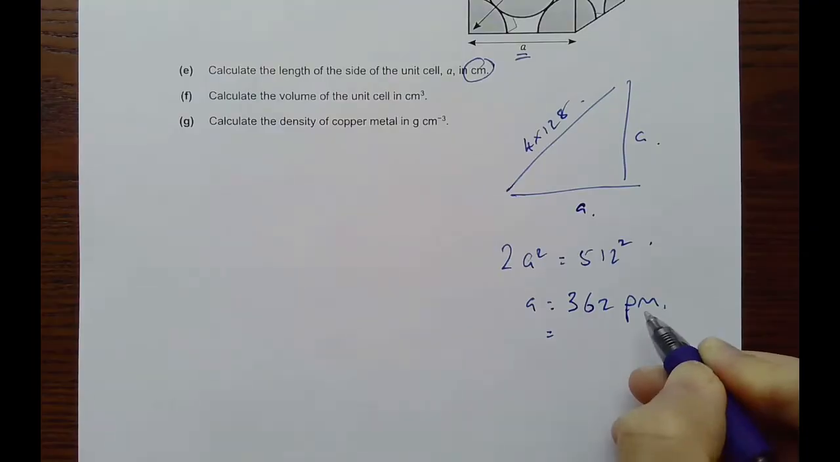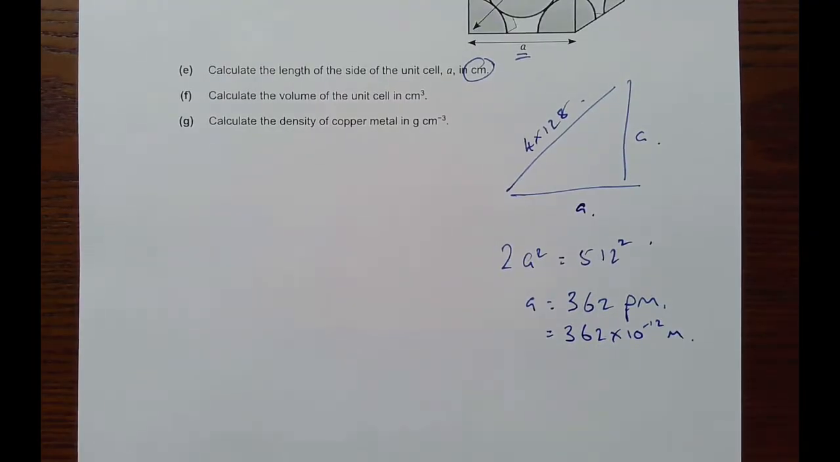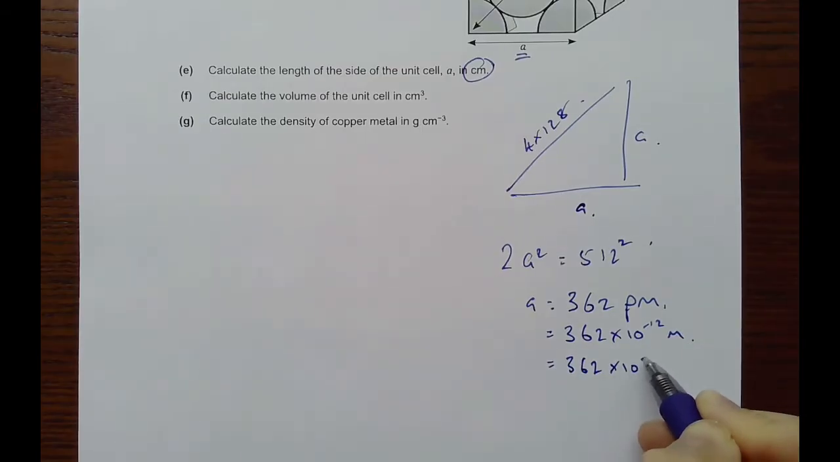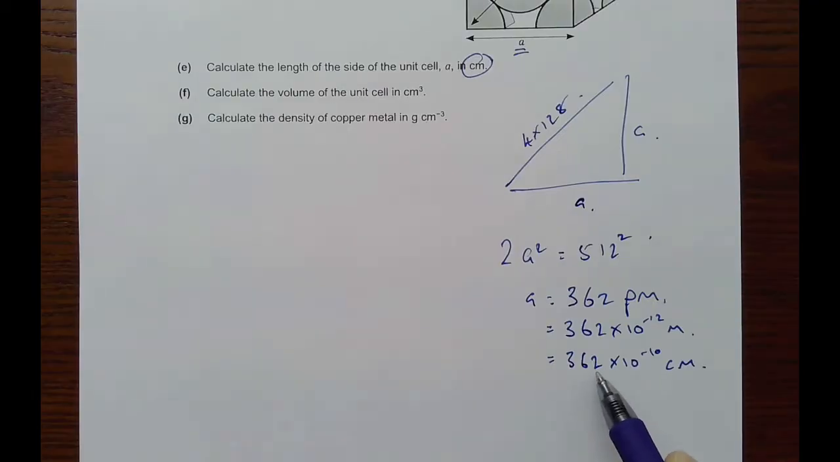Well, I know that a picometer is times 10 to the minus 12 meters, but that's not good because I want it in centimeters. So there are 100 centimeters in a meter, so that's going to be 362 times 10 to the minus 10 centimeters, but we might as well use standard form. This is not standard form because this is not between 1 and 10, so I can shift the decimal place and get 3.62 times 10 to the minus 8 centimeters.